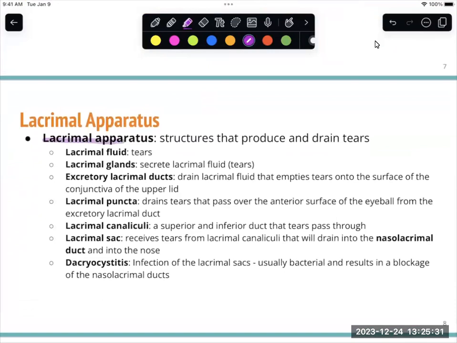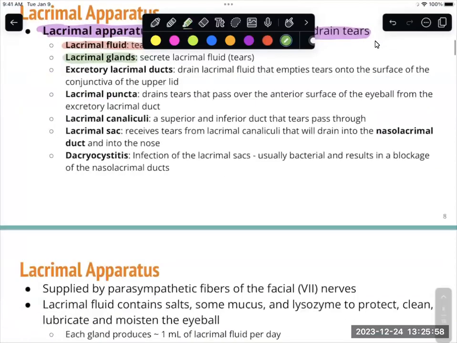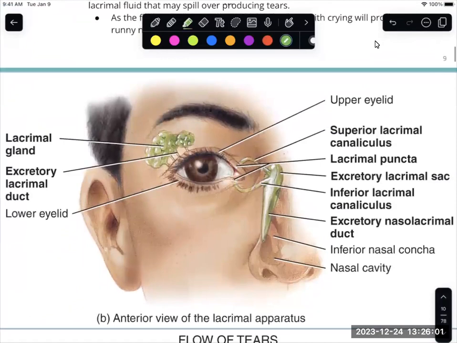This lacrimal apparatus. There's a lot of different parts that make up this lacrimal apparatus, but its main function is to produce and drain tears. So it does a lot for us. So it produces lacrimal fluid. And it is produced in these lacrimal glands. I'm looking for a picture. So here's this lacrimal gland over here. This lacrimal gland is going to make those tears.